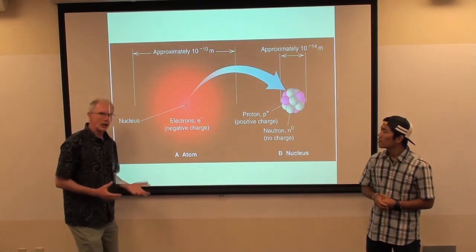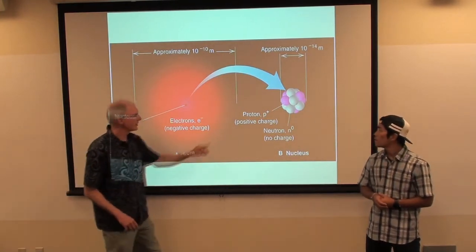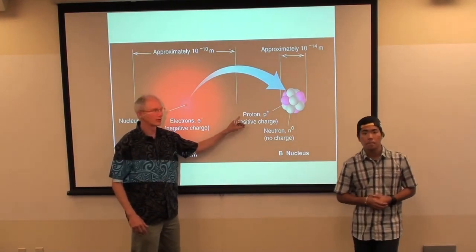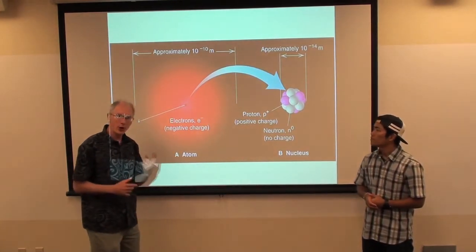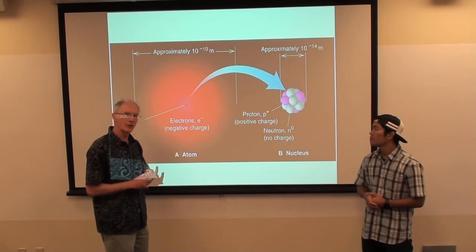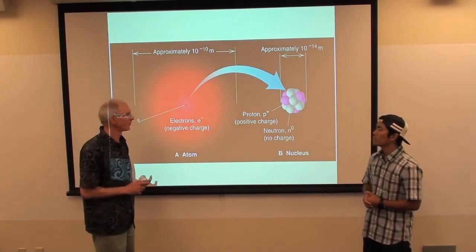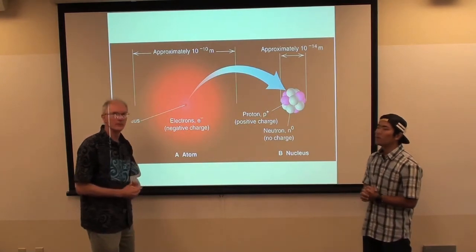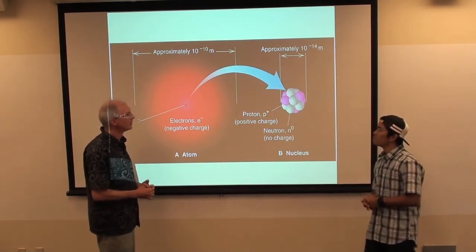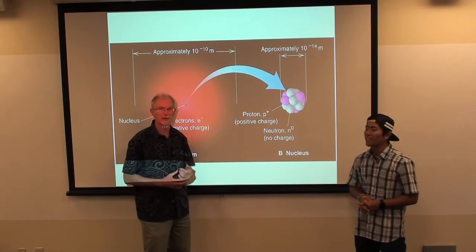What makes an element is the number of protons in the nucleus, right? Hydrogen has 1 proton in the nucleus, its atomic number is 1, and the charge in the nucleus is 1. How about for helium? How many protons in the nucleus for helium? I'm going to go with 2. Right, so there are 2 protons in the nucleus of helium.